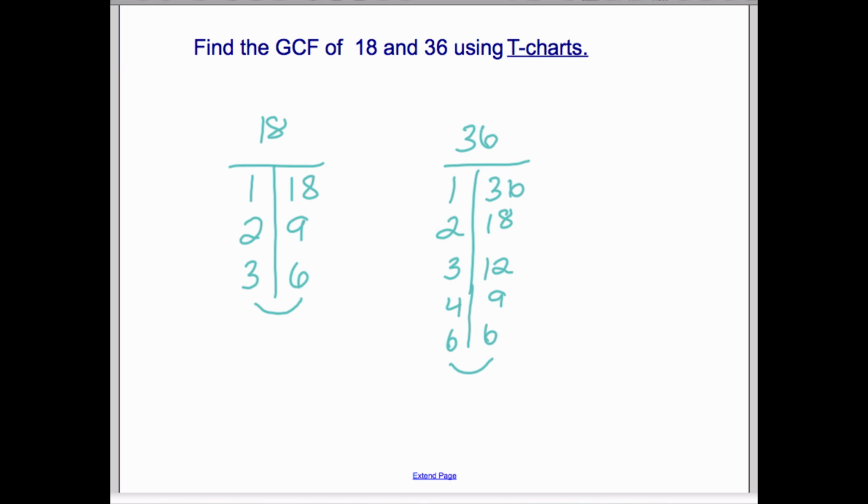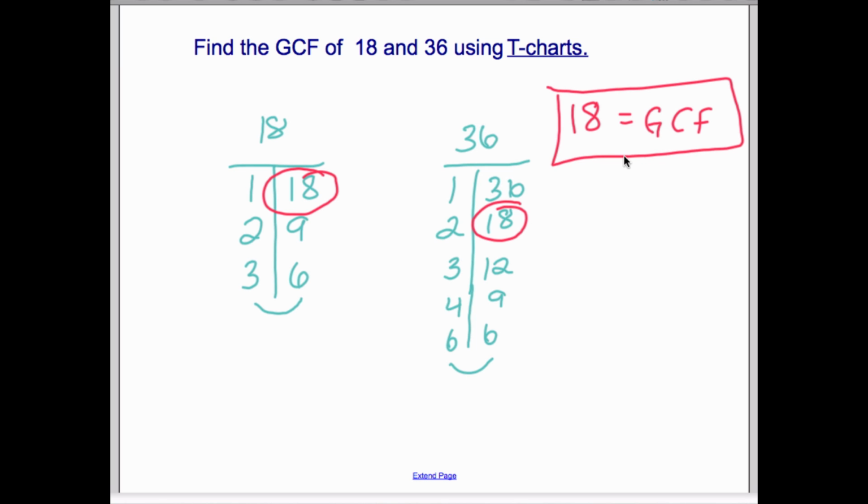So then we look in both of our T-charts for the largest number that's there, and we have that 18 is the greatest factor of these two values. So here, 18 is our GCF of 18 and 36. Okay, and we see in this problem that we have a lot of common factors. They have a lot of numbers that are factors of both, but for greatest common factor, you have to just find the largest one, which is 18.